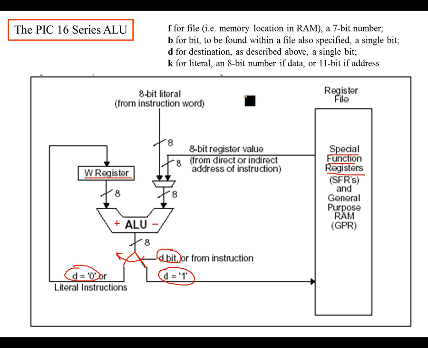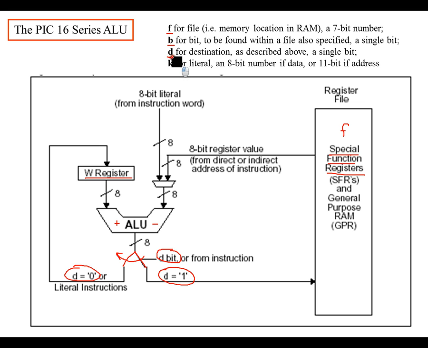So one thing I forgot to talk about here is, we're going to use the letter F with a bold to designate a file register. So over here we're going to call this F. This is a memory location, this is RAM, and it's a 7-bit number. Now B, we're going to use as a designation for a bit, because sometimes the ALU's purpose is simply to set a bit, maybe to set a bit inside of a special function register, or to set a bit on the W register.